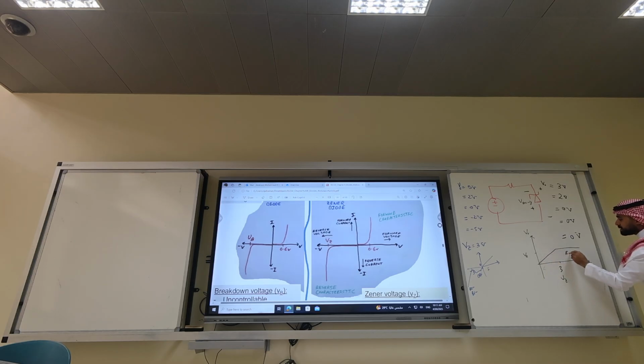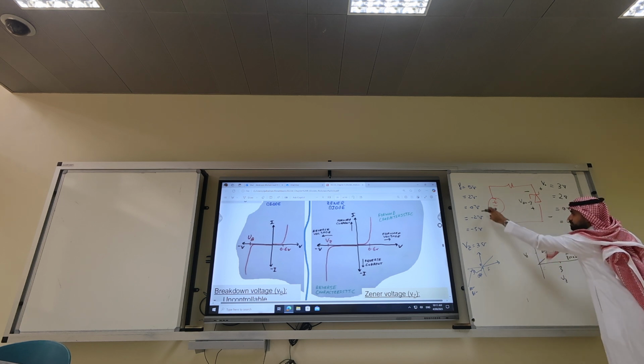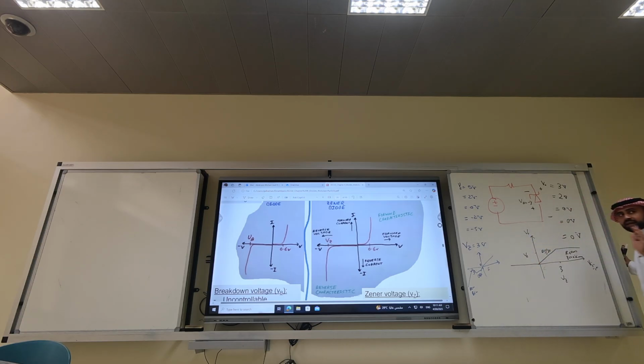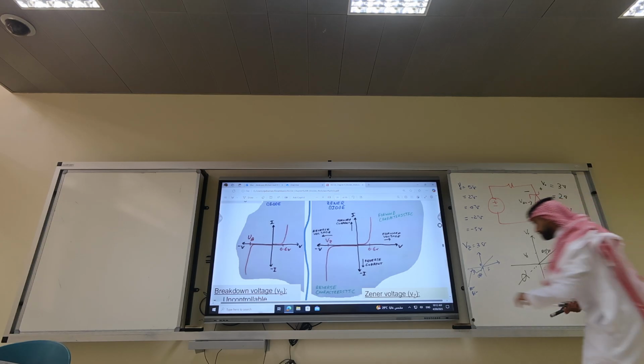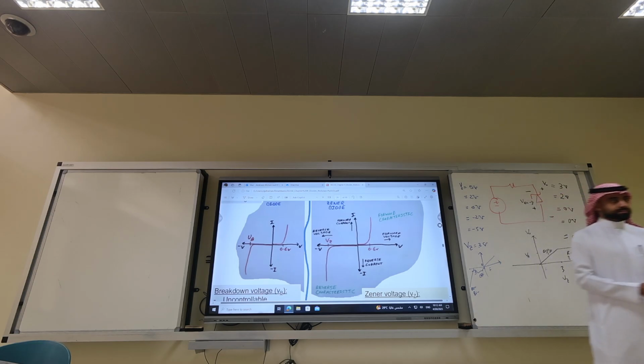So here we have reverse breakdown. Here we have the diode off. Anything below 0, 0, minus 2, minus 5, the output will be either 0 or 0.7. It doesn't matter, okay? Last time I did this. This is wrong. I made a mistake. Okay? That is the correction I wanted to make.